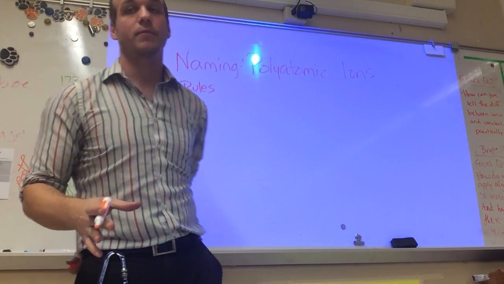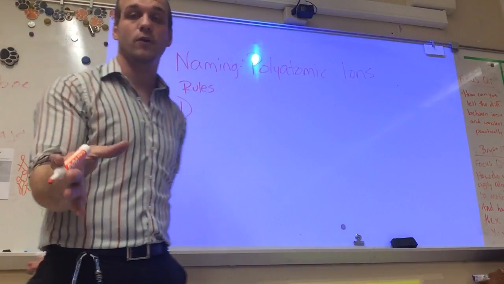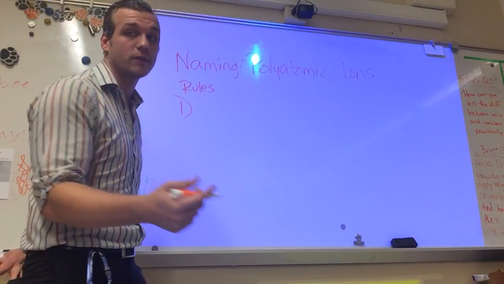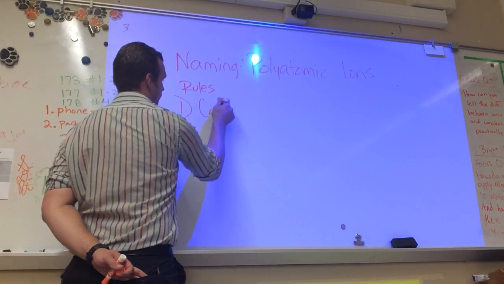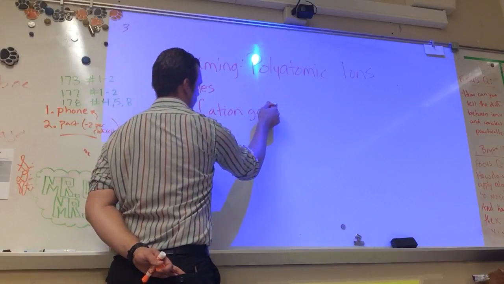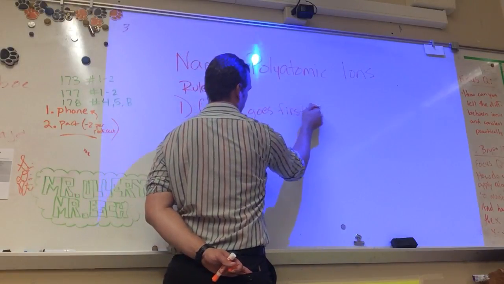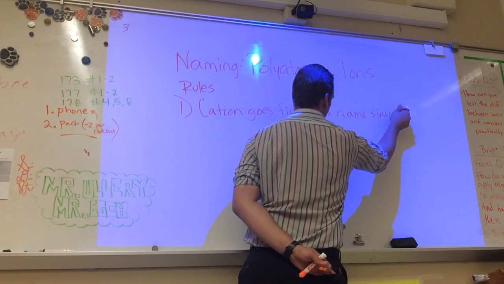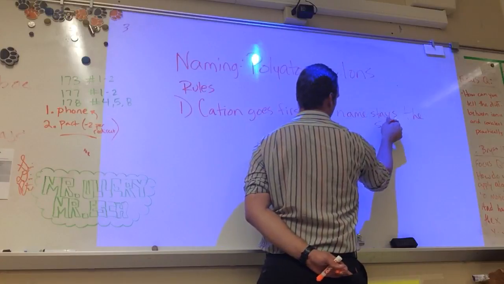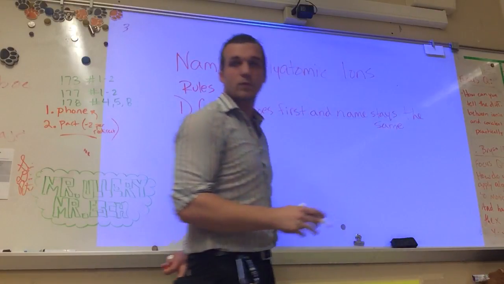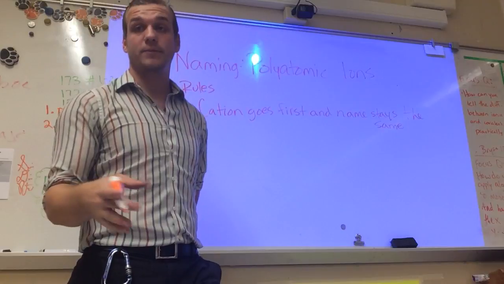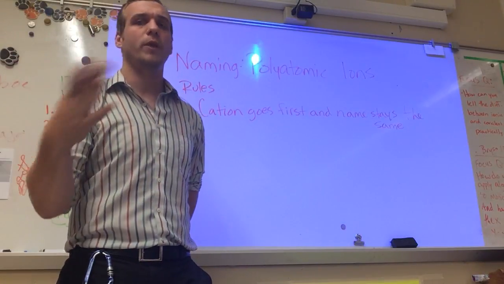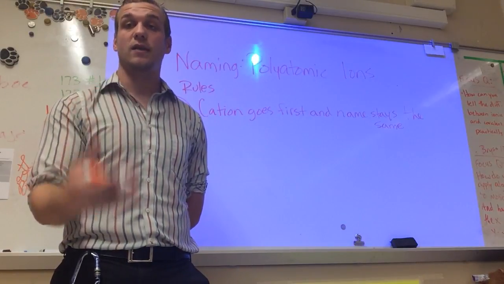Rule number 1 is going to be the same as it's been. The cation goes first and the name stays the same. So the same thing that's been for simple binary and transition. Cation goes first and the name stays the same. So if I have potassium, it's potassium. If I have iron, it's iron. Chromium, chromium. Whatever goes first, it stays the same.